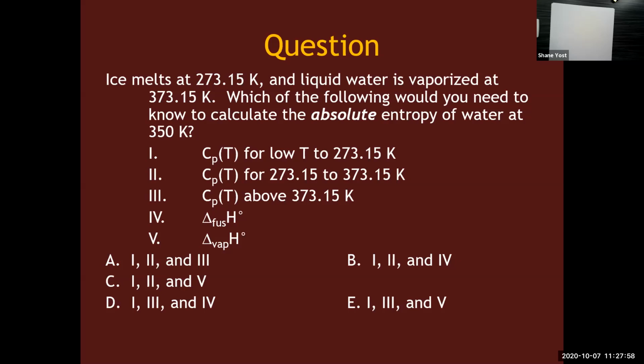Anyone have any? D, is that what I heard? Oh, B. B as in boy, bravo. So if I want to know the absolute entropy at 350 Kelvin, well, 350 Kelvin is lower than the vaporization temperature of water. So I shouldn't need to know the entropy of vaporization, and I shouldn't need to know the heat capacity above 373 Kelvin. But I will need to know the heat capacity from 0 Kelvin to 273, and the heat capacity from 273 to 373. And then I will need to know the entropy of fusion. So I need to know 1, 2, and 4, so B here.